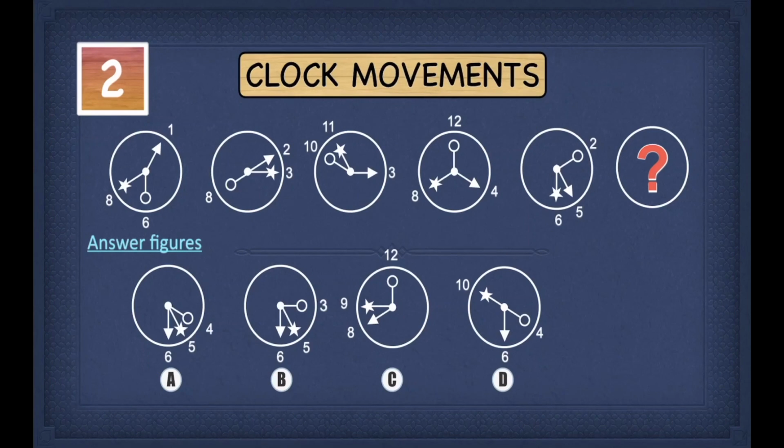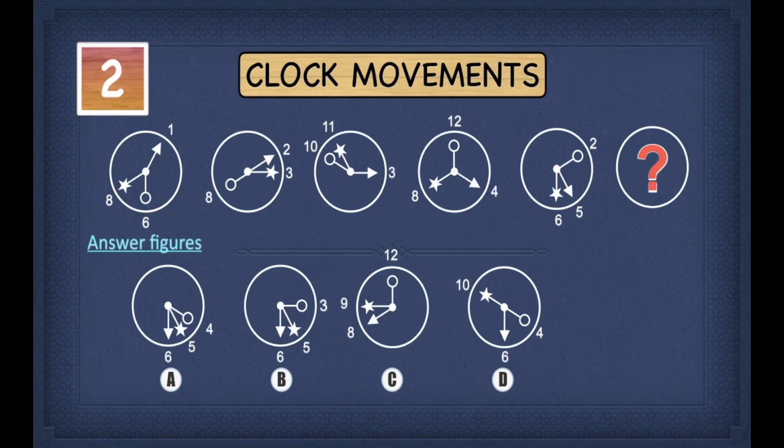Now, let's have a look at a clock movements example. So in these types of examples, the first thing we have to do is to have a look at the types of hands we have. So in this example, we have 3 types of hands. We have an arrow, a circle with its middle not being filled, and a star. So these are the 3 types of hands we have.